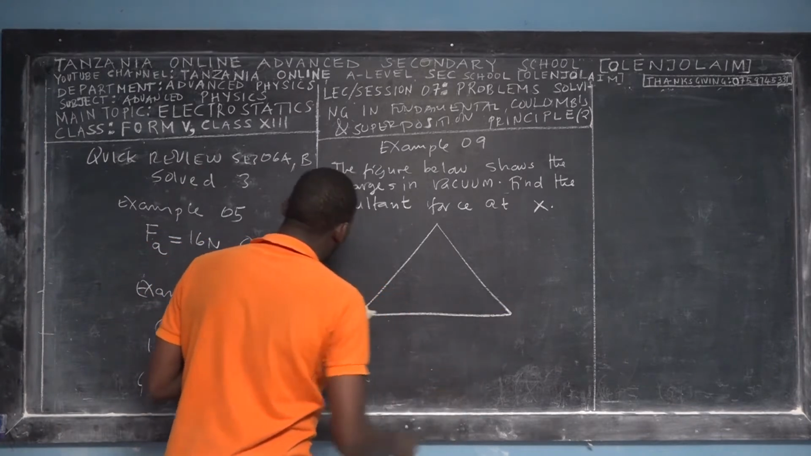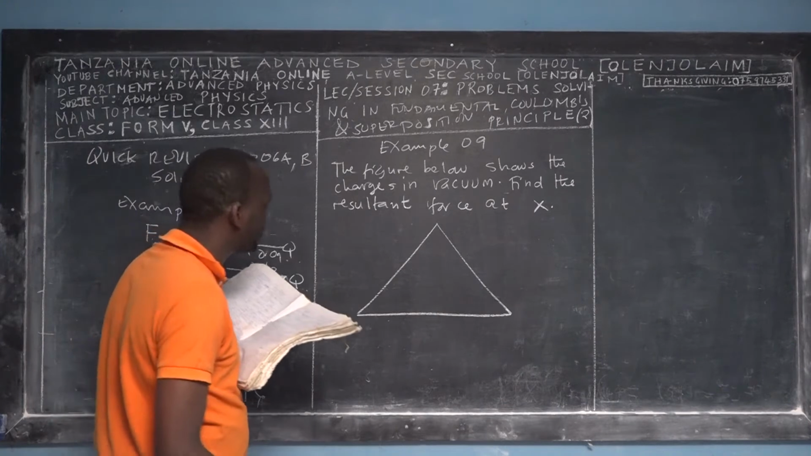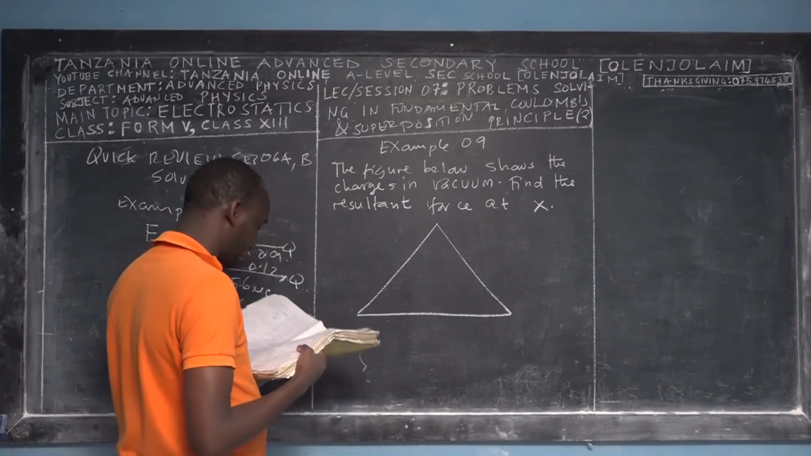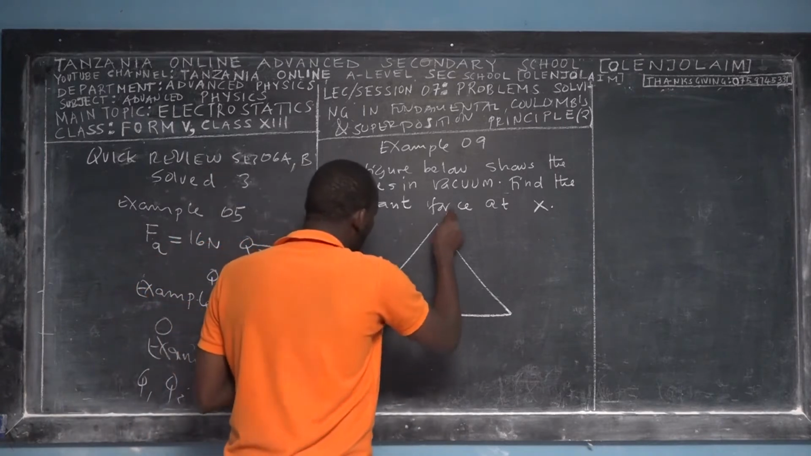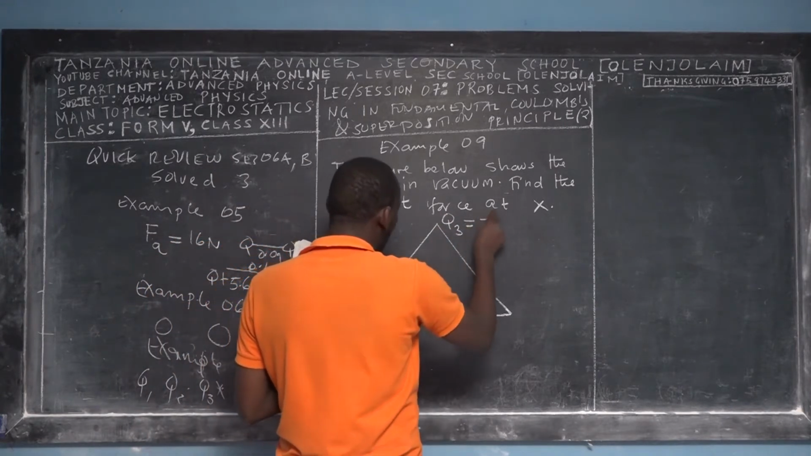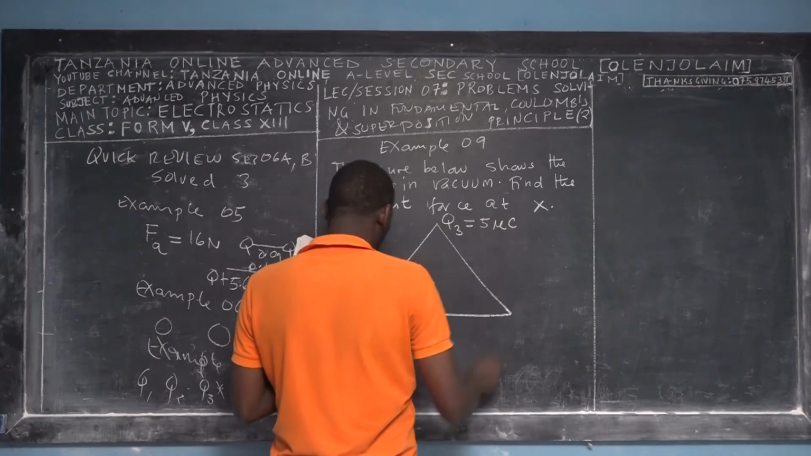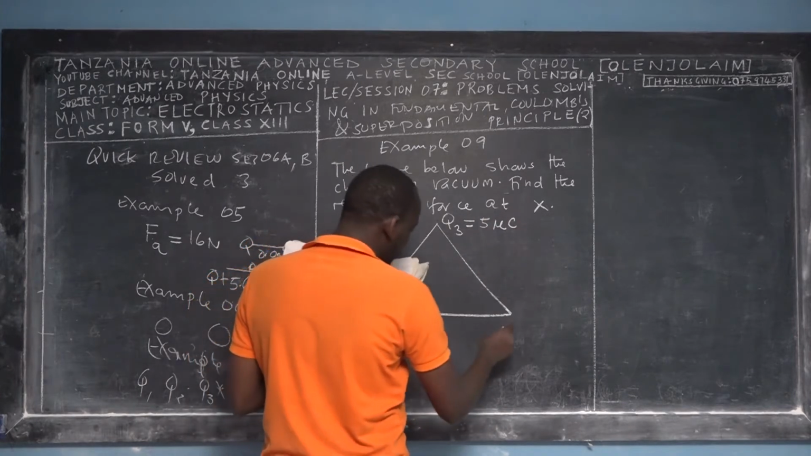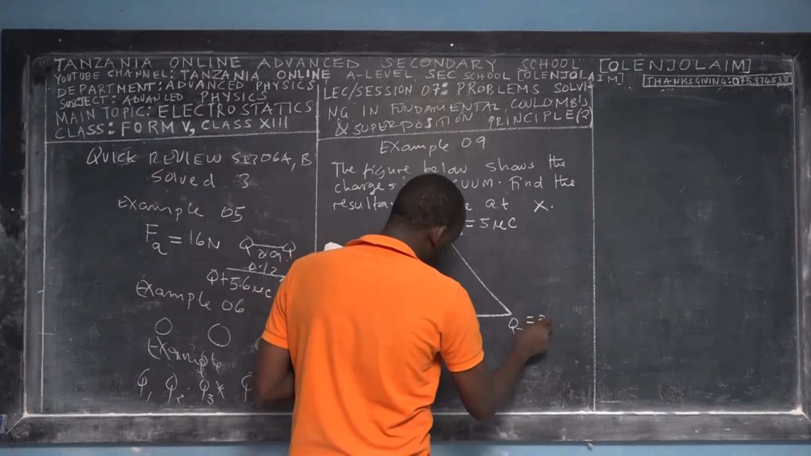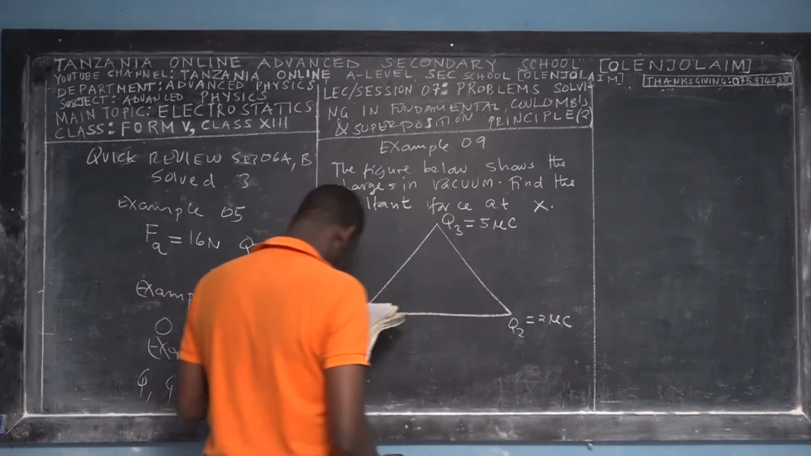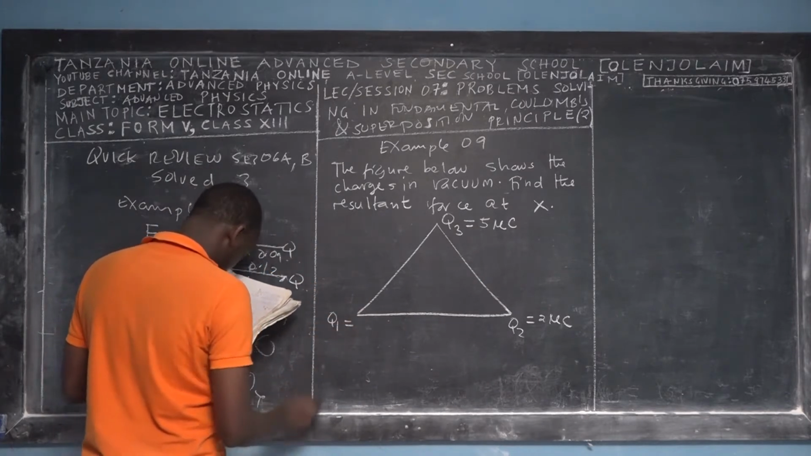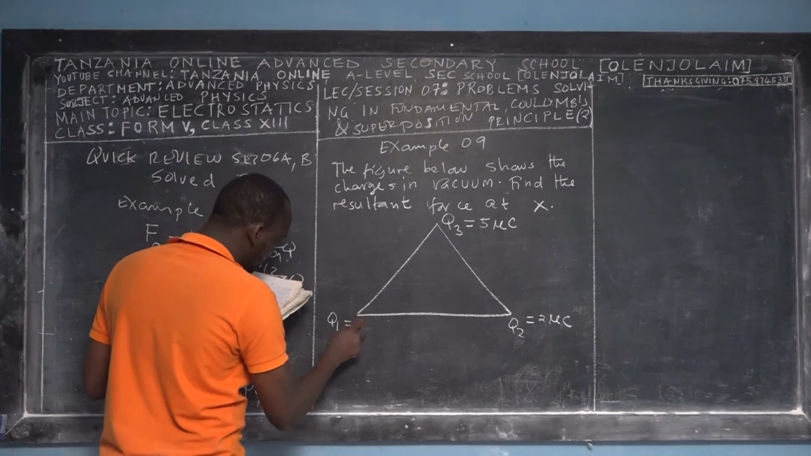In the previous homework, I gave you 4 charges which were on a straight line. Today we want to advance your understanding. This is Q3, equal to 5 microcoulomb. This is Q2, equal to 2 microcoulomb. And this is Q1, equal to 4 microcoulomb.